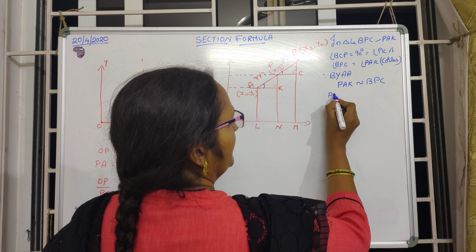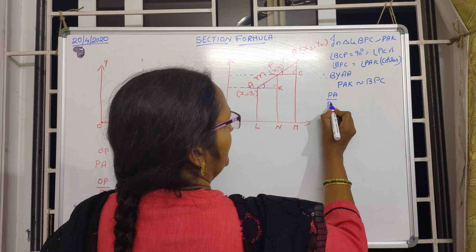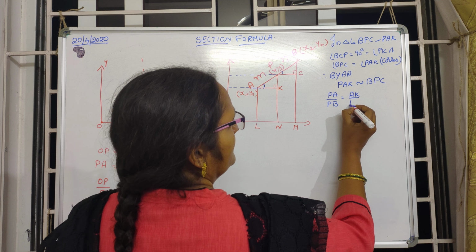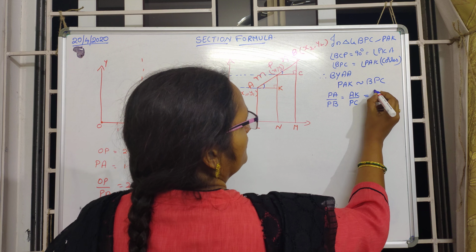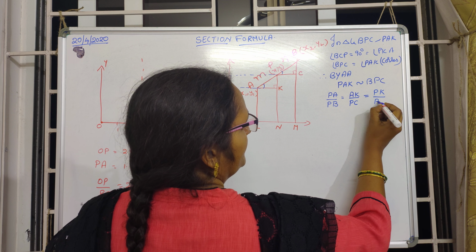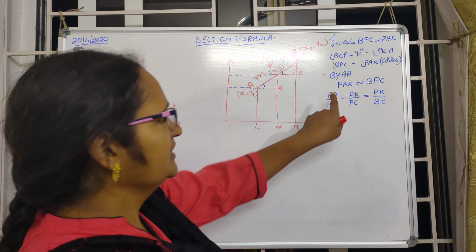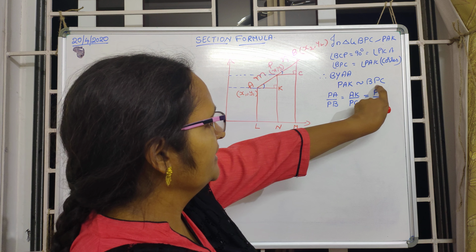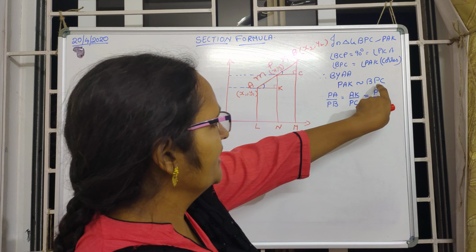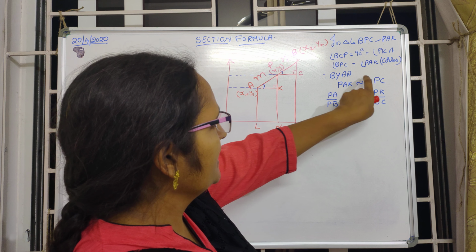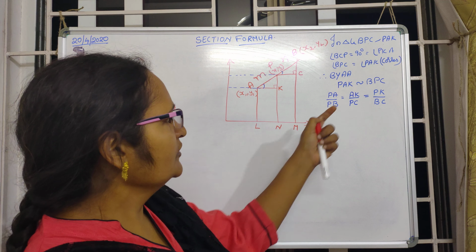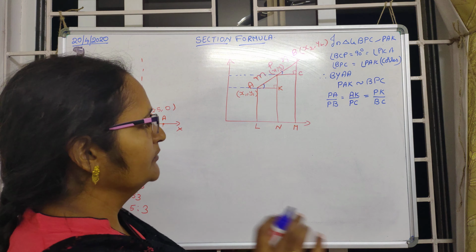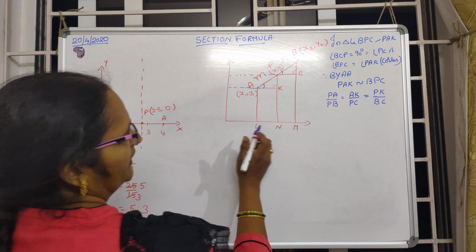That is PA by PB equal to AK by PC equal to PK by BC. I am not writing any other thing. Look at the board. After writing the symbolic form, PA by PB, AK by PC and PK by BC. Now if you know the values of this one, we can find out the coordinates of that one. Before going to that, first how to find out this one.